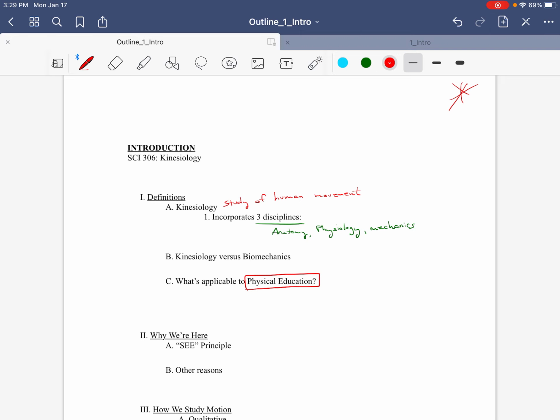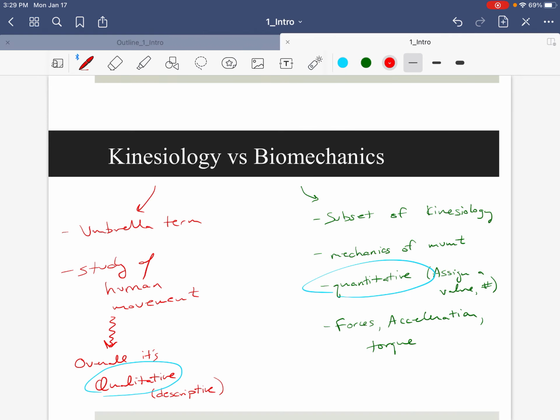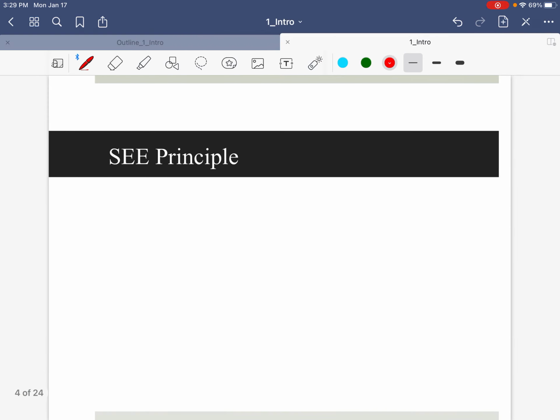Hint, hint, hint. Okay, so we did that. You'll see in your notes there's this thing called the C principle. I know this is kind of dry. Believe me, things are going to get much more exciting later on.